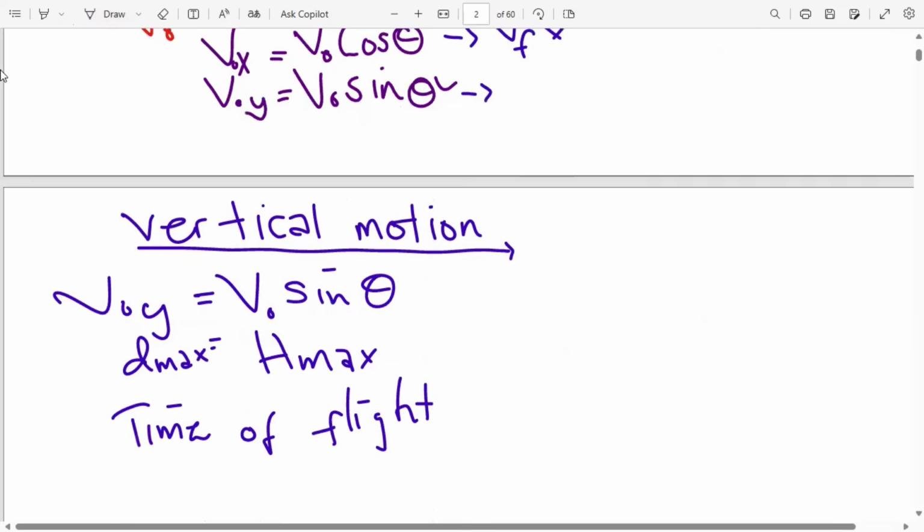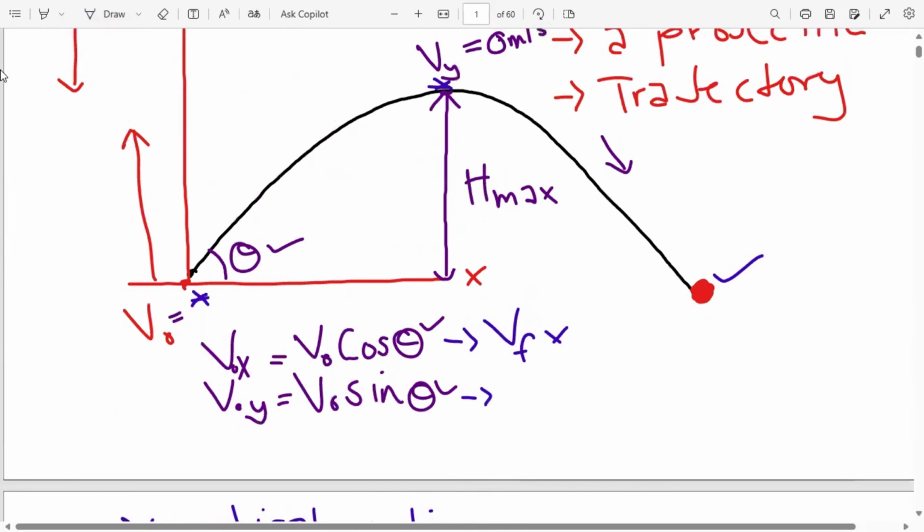Since this is a symmetrical diagram, the characteristics we have on the left-hand side are going to be the same on the right-hand side. So if we calculate the time up to that maximum point, where the final velocity in the y is 0, we can just multiply that time by 2 to get the total time from the initial point to the final point. I hope that is clear.